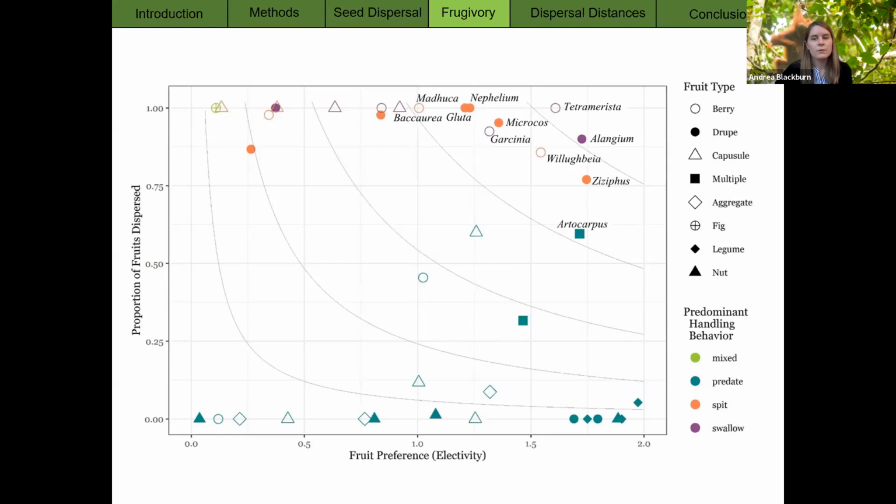Fruit genera are grouped by fruit type, and fruits are colored based on the predominant handling behavior. The most effectively dispersed genera, those in the upper right-hand corner, are Tetramerista and Elaeocarpus. These are both preferred, and a high proportion of these fruits are dispersed. The top 5 most preferred fruits, according to the Ivlev selectivity index, are all highly predated, and these are the fruits in the lower right-hand corner.